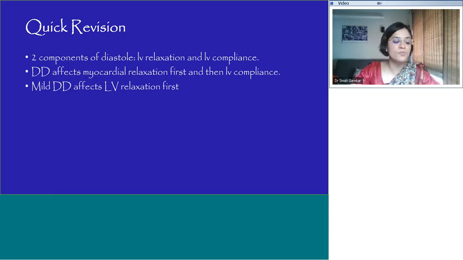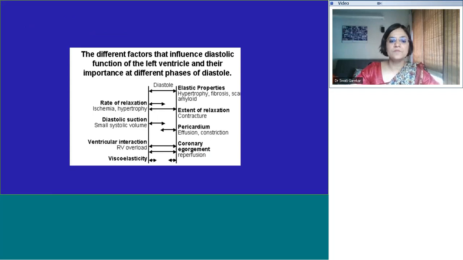Also remember that diastole has two components. The first component is relaxation, LV relaxes, and second is the relaxed LV then distends as the atrium pushes blood into it. So that's compliance. Diastolic dysfunction affects relaxation first and then compliance. We'll skip this slide.